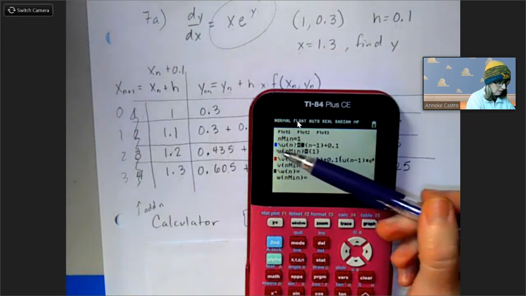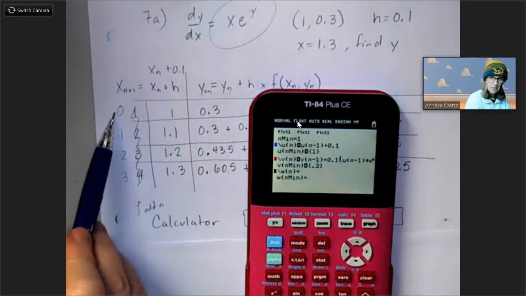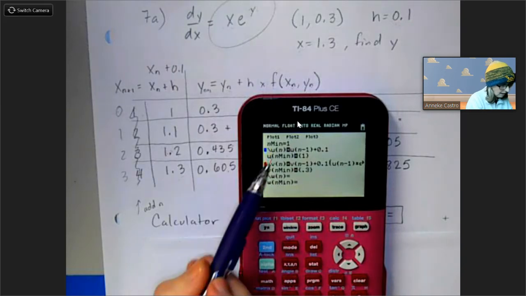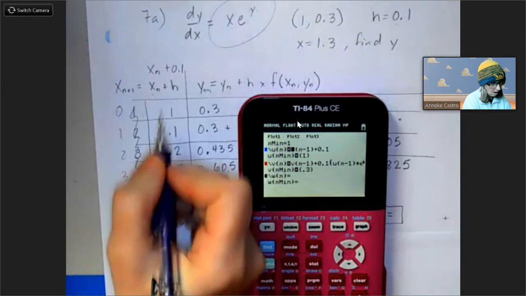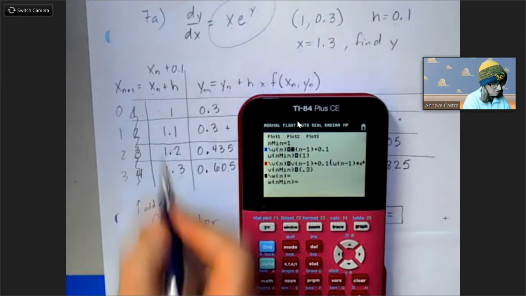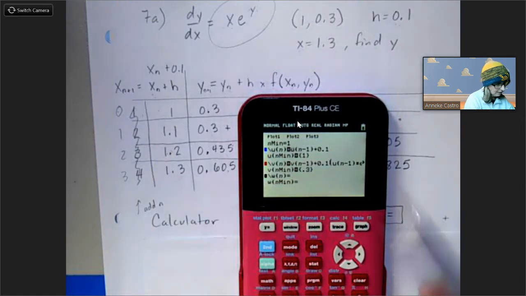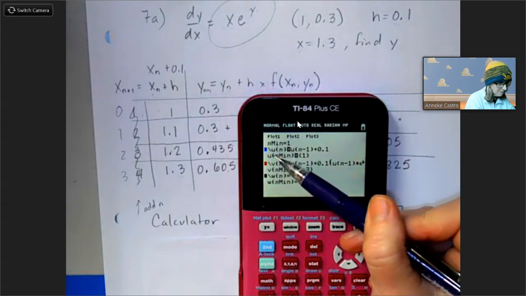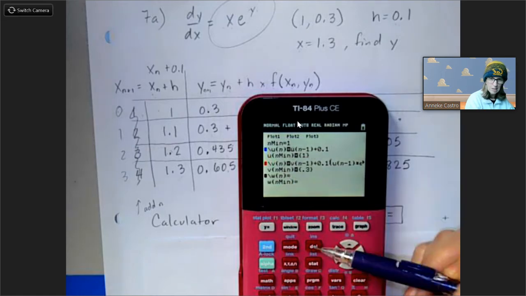First, I figured out n minimum. That's just the minimum step number. It didn't seem to matter if I started with 0 or 1, so here I have it starting at 1. Then u sub n is x. So this column right here, these numbers, is my u sub n. What is my x value? It's the previous x value plus 0.1. That's what this is saying.